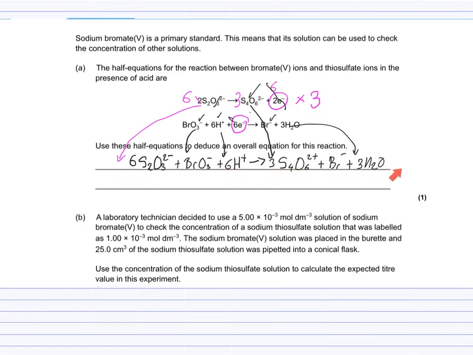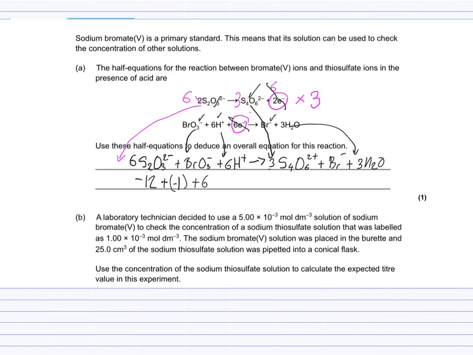In your overall redox equation you never have any electrons, so make sure your electrons have disappeared. We can now check that this equation works because we can balance the charges. On this side we've got 6 times minus 2, which is minus 12. This is charge and oxidation state, plus an overall minus 1 plus 6.